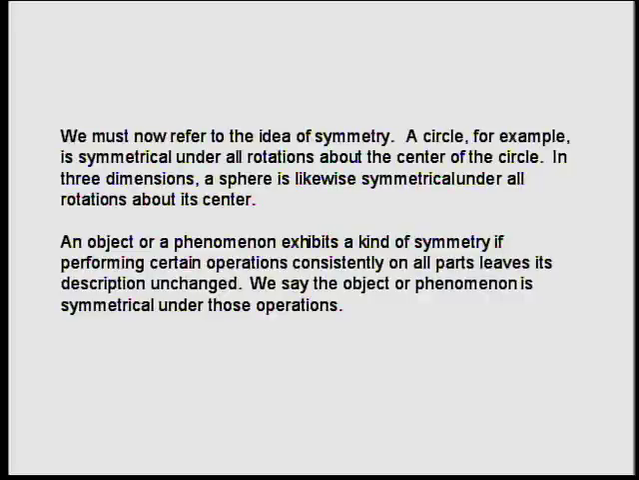So an object or a phenomenon is said to exhibit a certain kind of symmetry if performing those symmetry operations consistently leaves the description unchanged. That's clearly what happens to a circle when you rotate it around the center. We say the object is symmetrical then.